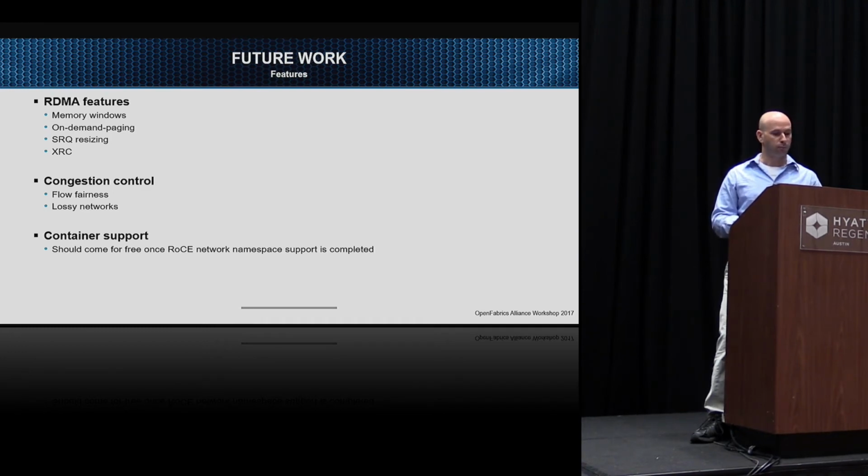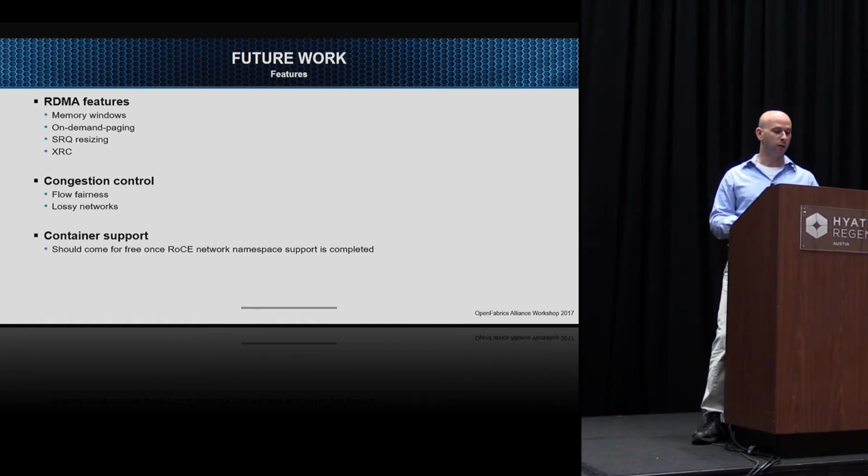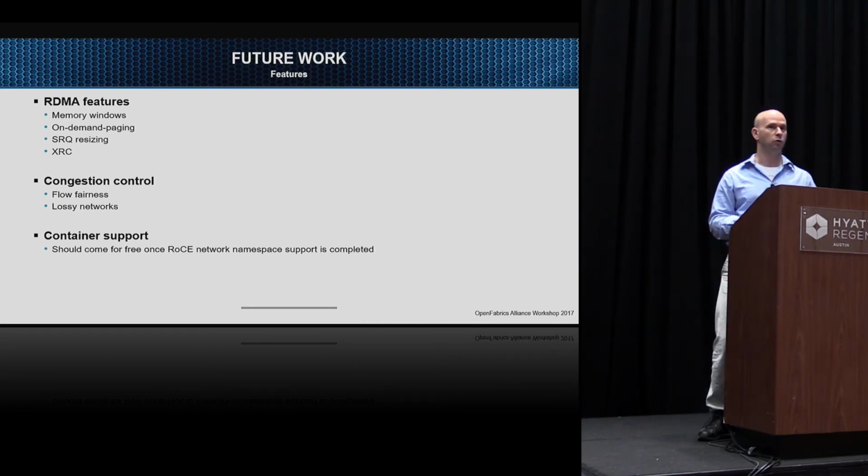Another direction to work on is congestion control. We have a session on this later on in the workshop, but the idea is that congestion control can add additional benefits, especially in the data center setting for RoCE, like fairness between flows and the ability to operate with lossy networks.